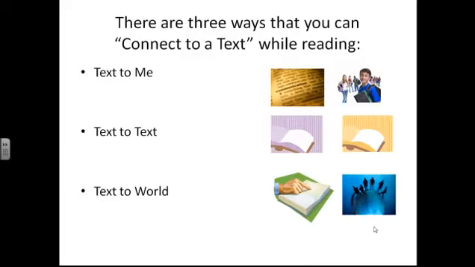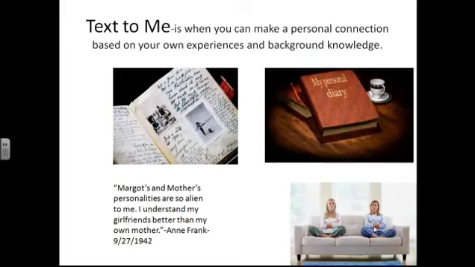There are three ways that you can connect to a text, and they are text to me, text to text, and text to world. The text-to-me strategy is when you can make a personal connection based on your own experiences and background knowledge. For example, we will be reading a play about Anne Frank titled The Diary of a Young Woman. As I read, I try to see if I can make a personal connection to my own past experiences, relating characters to people I know or a setting that is similar to a place I've been.